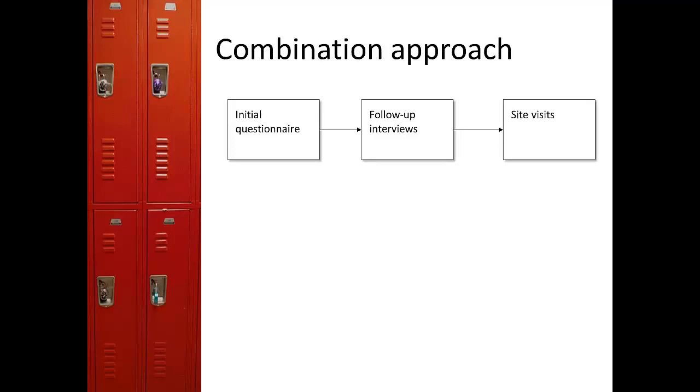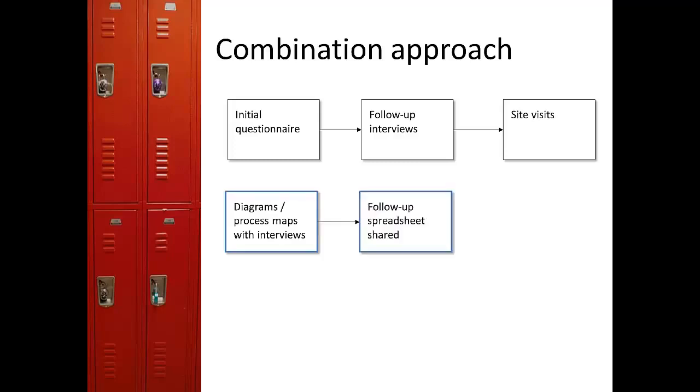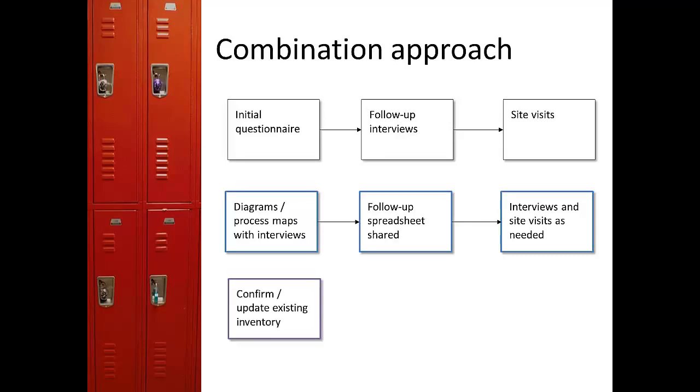Or you could start with an interview that creates or reviews process maps, then follows up with the group by sending them a spreadsheet or other document showing all the record types the group identified so they can review and confirm what you found. And from there you do more in-depth interviews or visits as needed. If you already have a fairly recent inventory, you might just be asking people to confirm or update existing information, and then do follow-up interviews or visits in the few cases where those are needed.